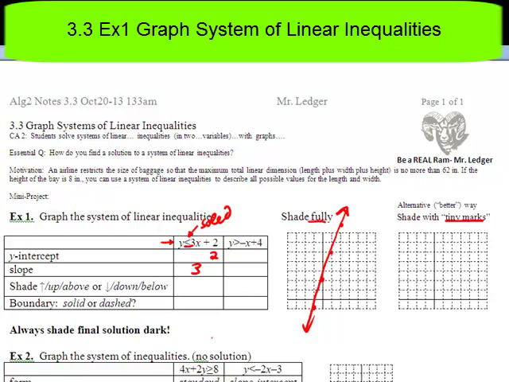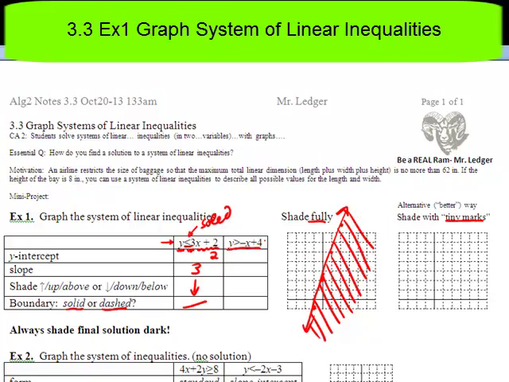Two ways to do it. One is we can test a point, and the other is to use the ledger technique. This says shade where compared to the graph line. Shade above or below? Shade below, down. And is it solid or dashed? Solid, okay. So we're going to shade below: we touch the line, and then we shade below. Now this happens to be the right side.